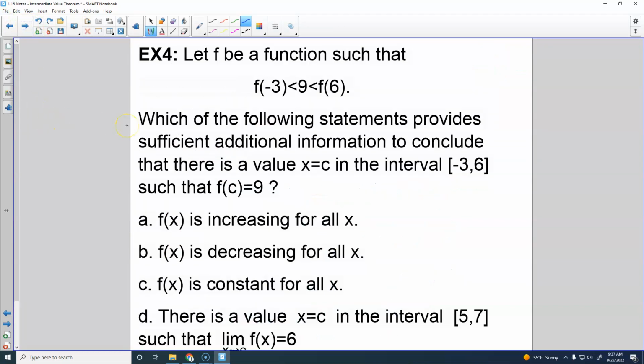All right, so let f be a function such that f of negative 3 is less than 9, less than f of 6. Which of the following statements provides sufficient additional information to conclude that there is a value x equals c in the interval from negative 3 to 6 such that f of c equals 9?